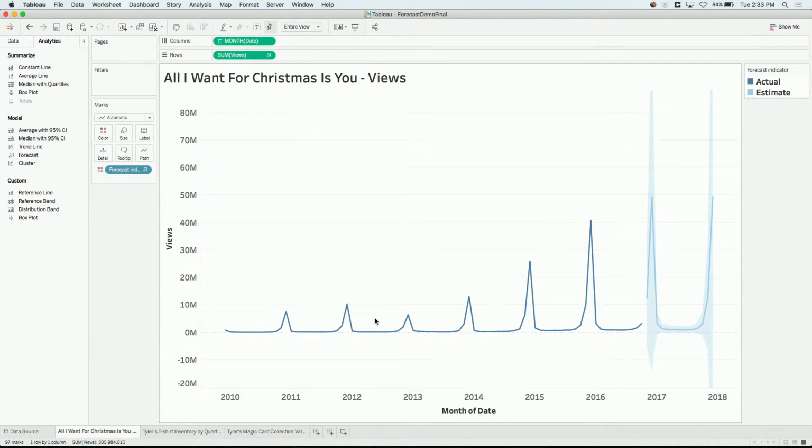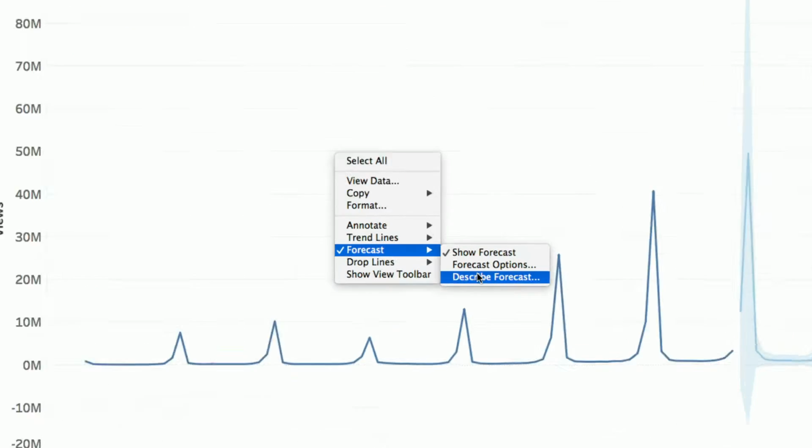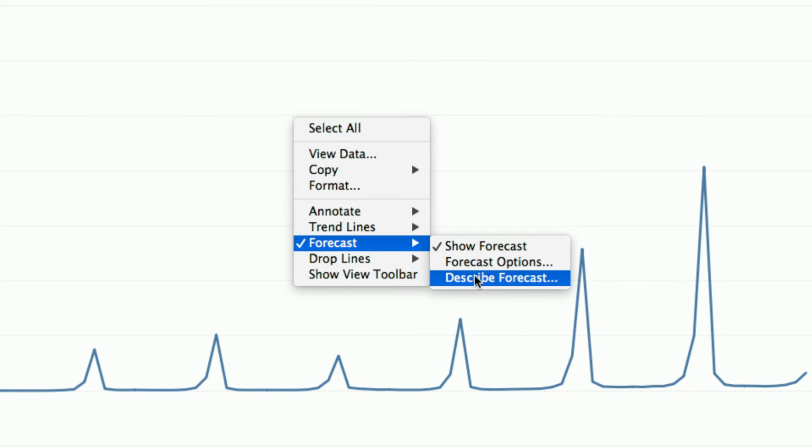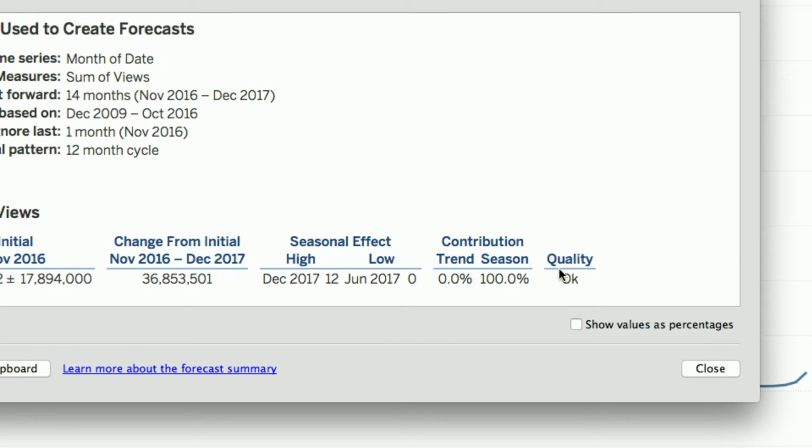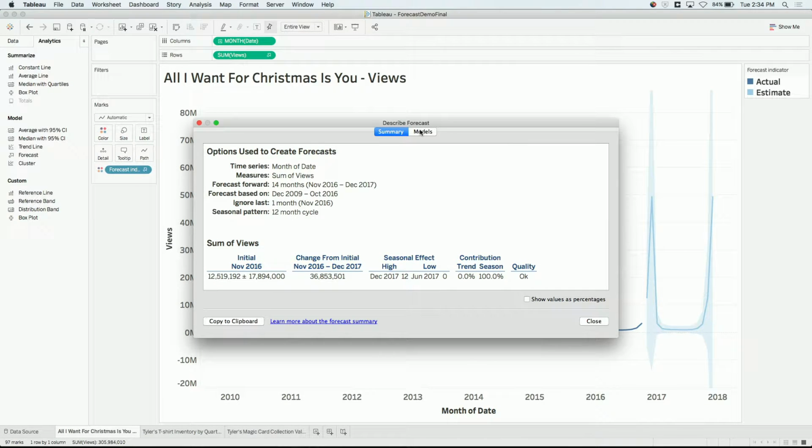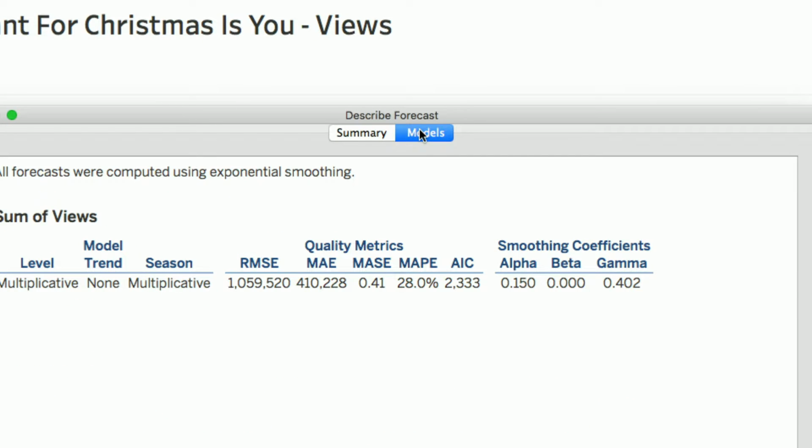So how reliable is my estimate? Well, I'm going to right-click on the viz. Under the forecast submenu, I'll choose Describe Forecast. We can see that the quality is OK. And the MASE is actually hiding in the Models tab. So let me zoom in on that, right here. And it's right there in the middle, 0.41. This model has 41% as much error as the naive forecast, which is OK.